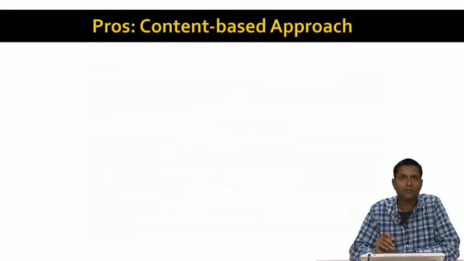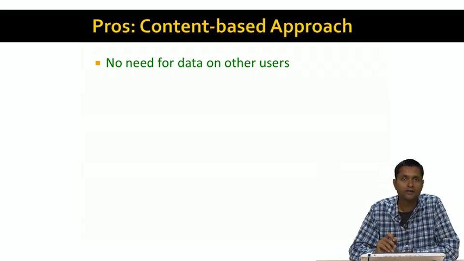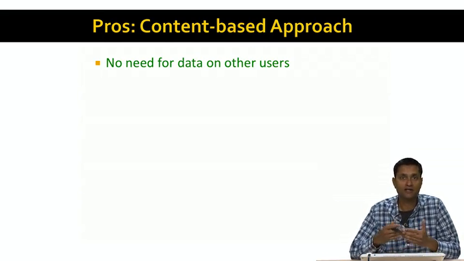Now let's look at some of the pros and cons of the content-based recommendation approach. The biggest pro of the content-based recommendation approach is that you don't need data about other users in order to make recommendations to a specific user. This turns out to be a very, very good thing because you can start making content-based recommendations from day one for your very first user.